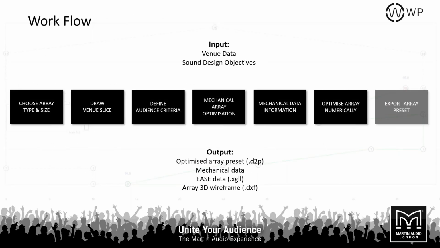I've already mentioned that a big part of the process is discussing how Display is a tool rather than a piece of prediction software. So what you do is you input your venue data and sound design objectives. You choose your array type and size, and draw a venue slice. So we're working in 2D here. Define the audience criteria, mechanically optimize the array. You'll then get some information on the array, optimize it numerically, and then we can export the preset to load into MLA itself or into our iKON amplifiers for WP. You can also export some EASE data, 3D wireframe drawings, and some mechanical data, all of which we'll look at later on.